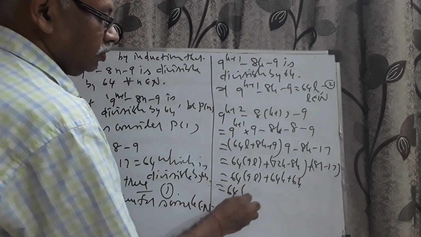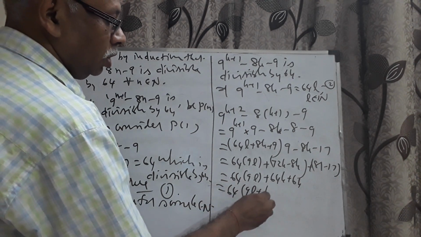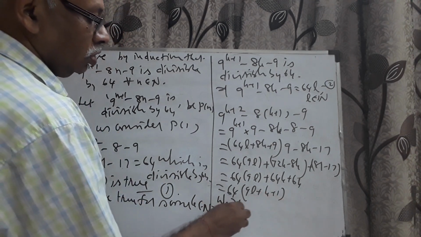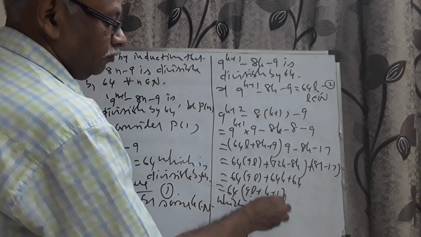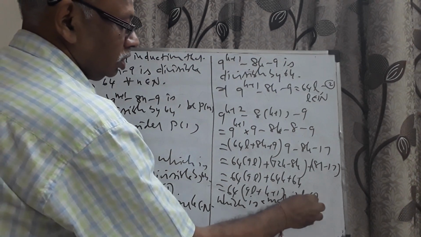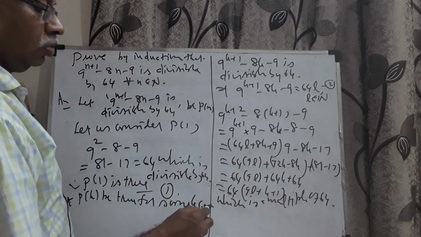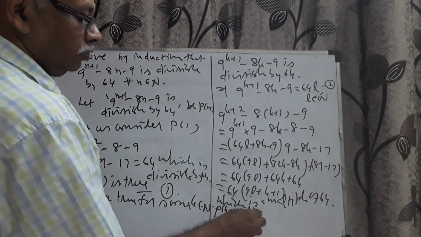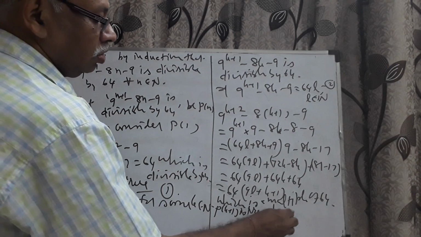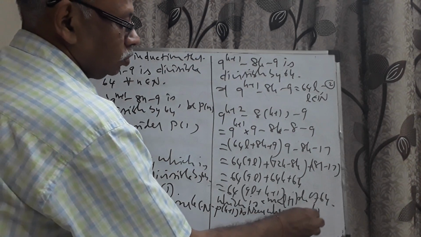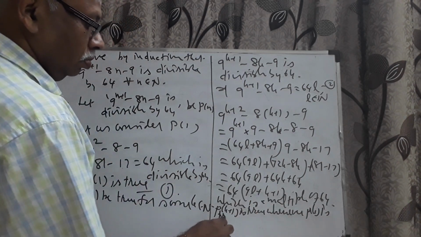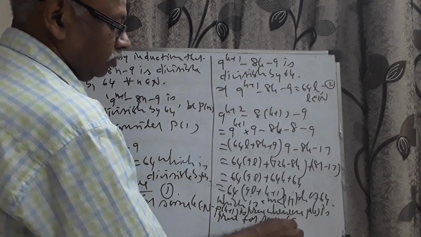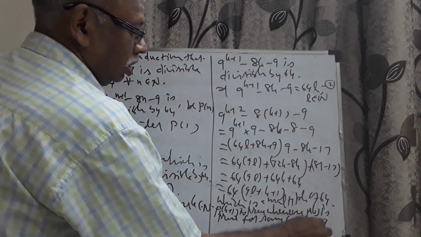I'll be able to take 64 as common. 9L plus k plus 1, which is a multiple of 64. Multiple of 64, divisible by 64, either way you can write. Therefore, P of k plus 1 is true. P of k plus 1 is true whenever P of k is true, for some k element of N. I call it as 3.